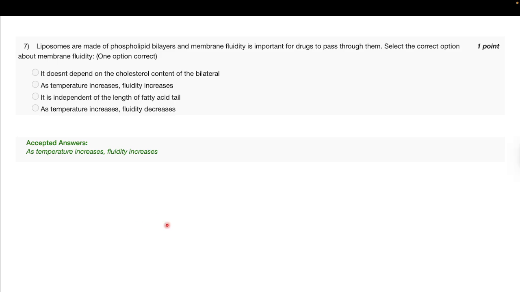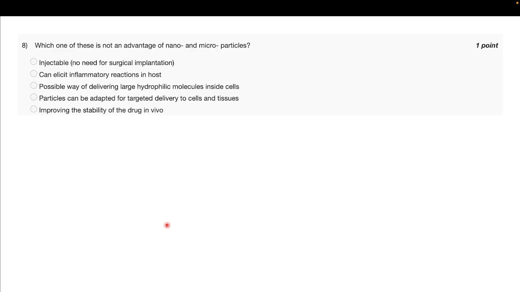No doubts here? Okay, then I'll take up the next question. Next is, which one of these is not an advantage of nano or microparticles? So we have to essentially tell what is the disadvantage of having nano and microparticles. So read through the options and then we can discuss.